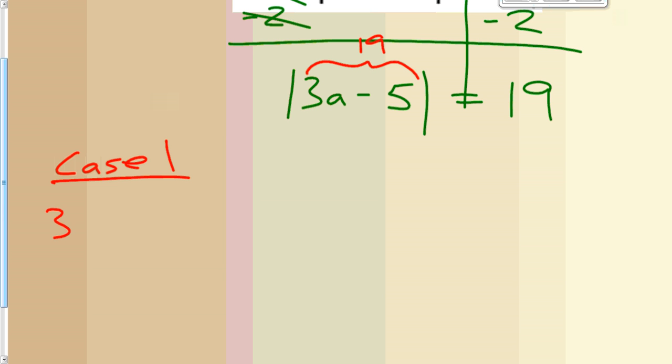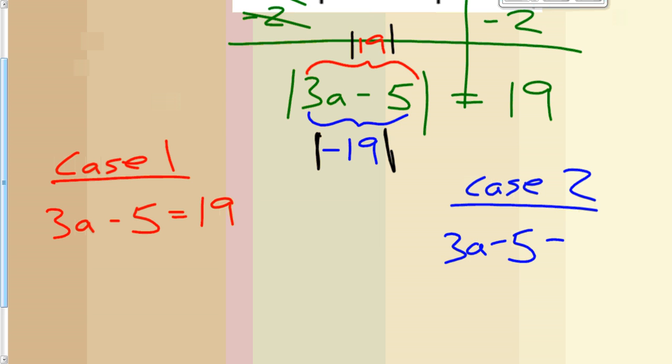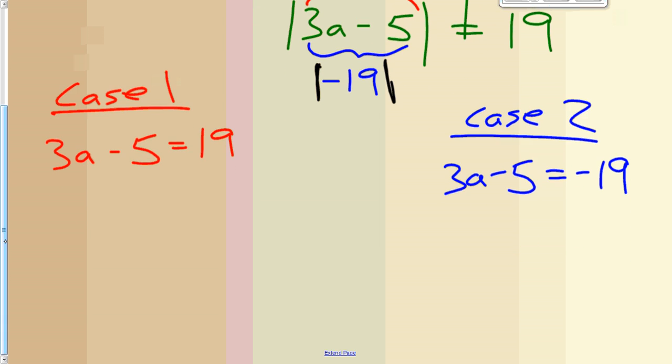3a minus 5 equals 19. Case 2 is when this equals negative 19, because remember, the absolute value of both of these gives us 19. So that's why we have to solve both cases. So case 2 says 3a minus 5 equals negative 19. It's basically taking the inside and setting it equal to 19 and the opposite of 19. Then we solve these equations and we should get our answers, and that's pretty much it.